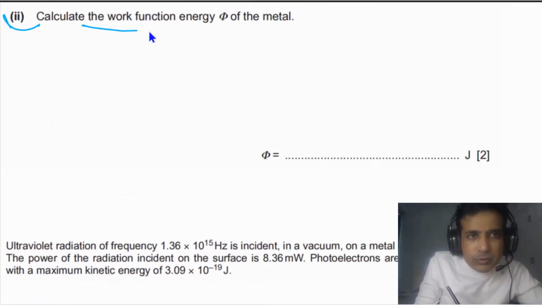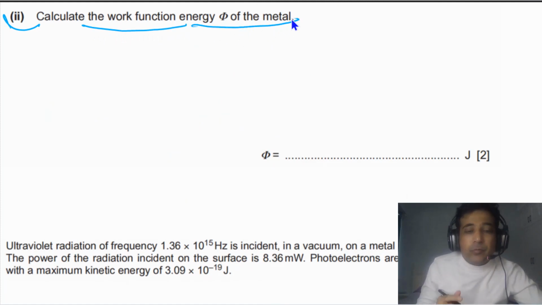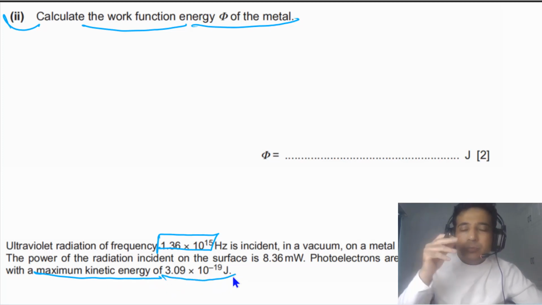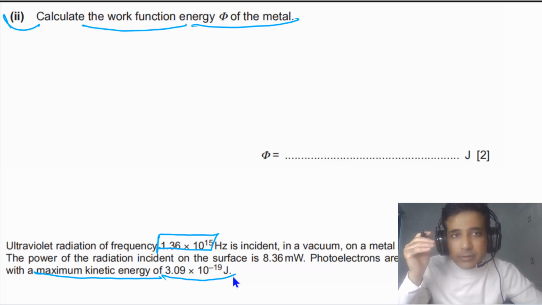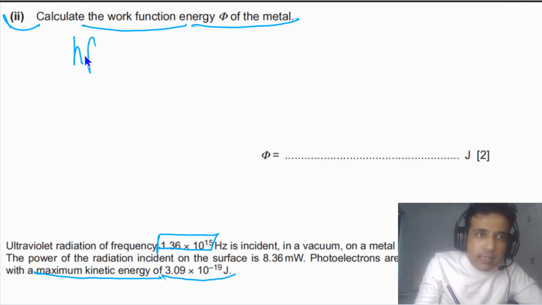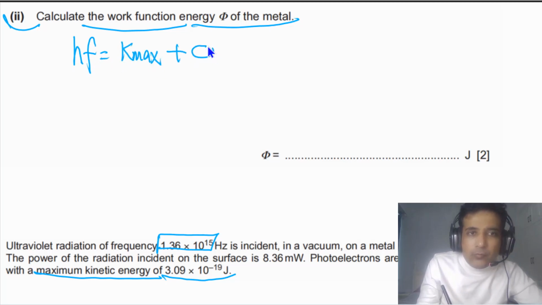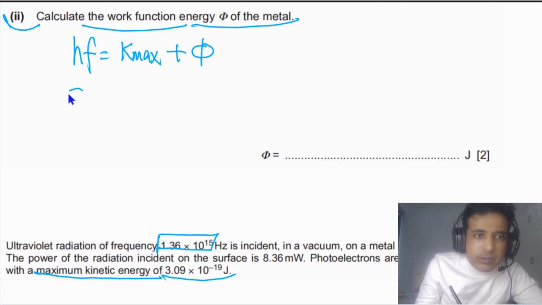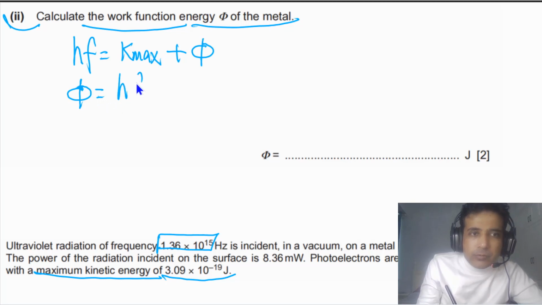For the second part, we need to calculate the work function energy of the metal. We have the frequency of electromagnetic radiation, and also the maximum kinetic energy of photoelectrons. So simply you have to use the photoelectric effect equation. Photoelectric effect equation means hf is equal to kinetic energy maximum plus work function, and this is the energy of the incident photon. In this case we need to calculate the work function. So work function simply is equal to hf minus K max, the maximum kinetic energy of the photoelectron.